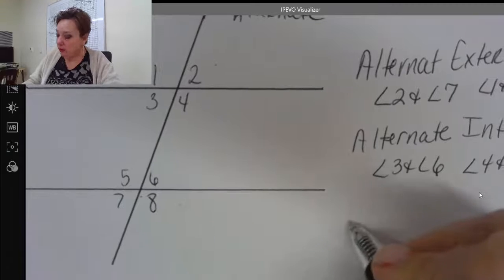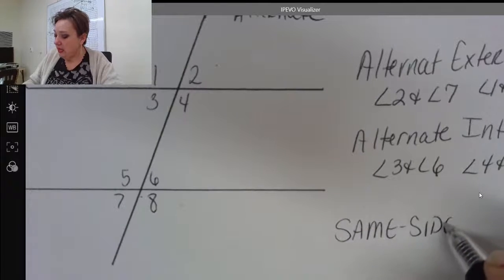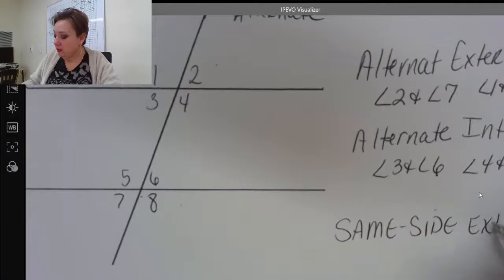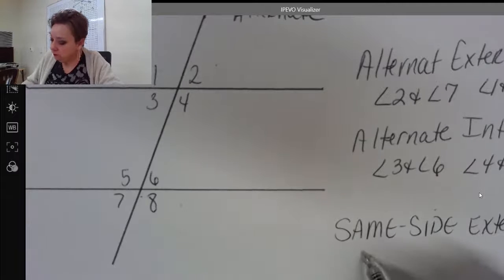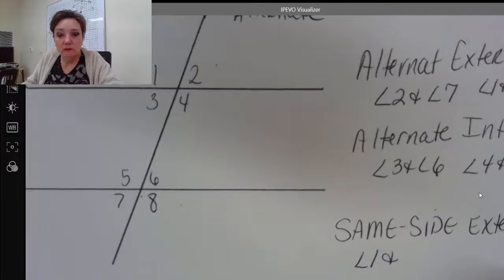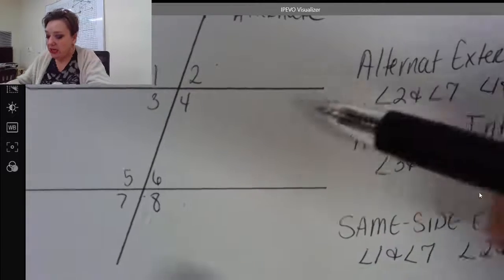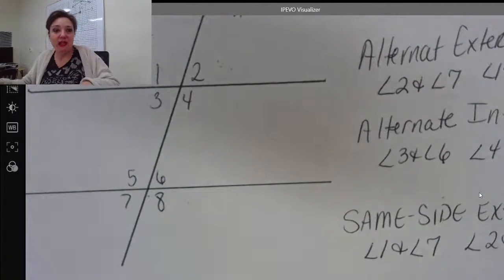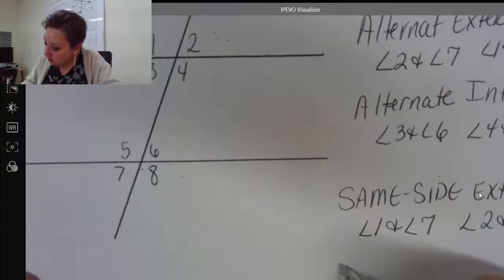Now let's talk about same side exterior. So same side exterior would be what? Angle 1 and angle 7 and angle 2 and angle 8. So they're on the same side of the transversal but outside the parallel lines, right? What about same side interior?